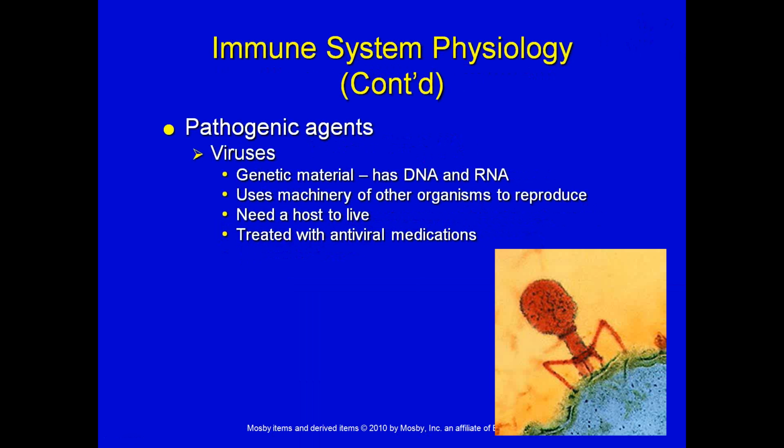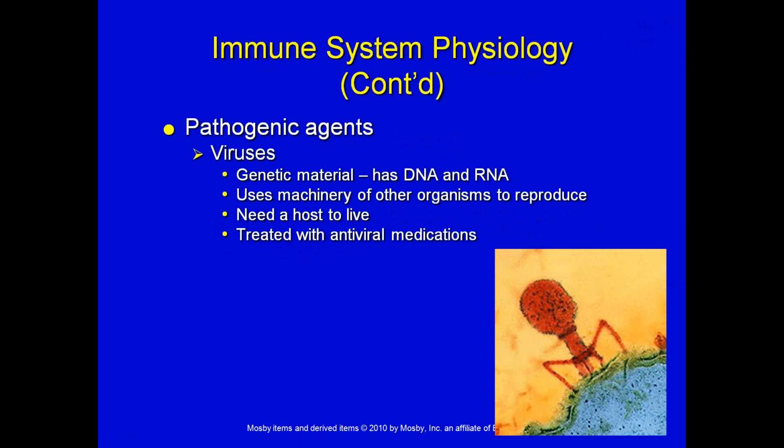Viruses also cause disease, and viruses, they're genetic material. They have DNA and RNA. They replicate like normal cells do. But what a typical virus does is it has to use the machinery of the other organism's cells in order to reproduce. So viruses have a tendency to attach to living cells and then make their way into the living cell and use the cell's own machinery, if you will, in order to reproduce. So viruses need a host in order to live.